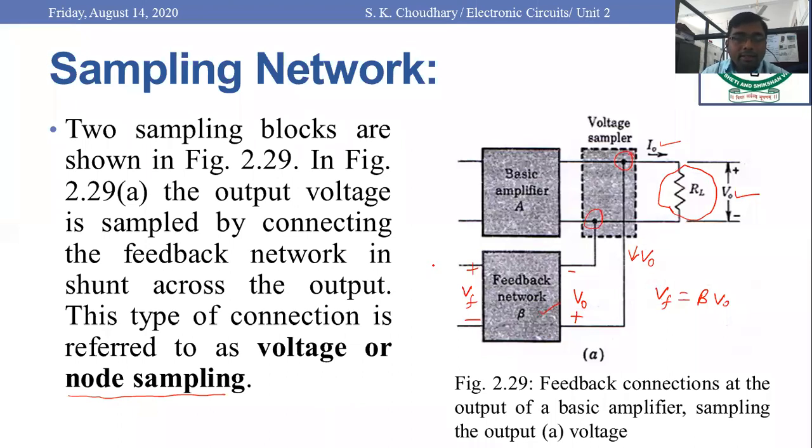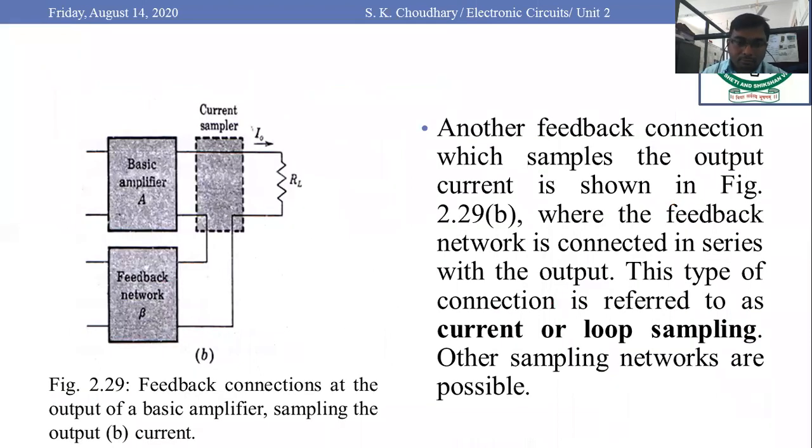Now another kind of sampling is called current sampling or loop sampling. It is possible when you connect the ports of the feedback network in series with the load resistor. This is also called loop sampling. When you connect in series, it makes the structure of a loop.